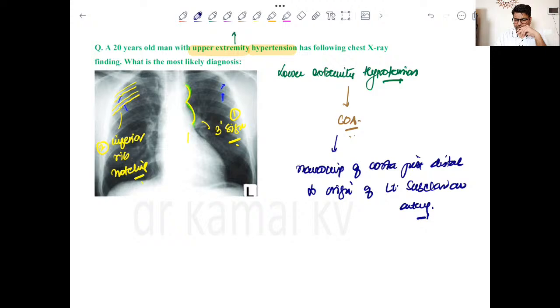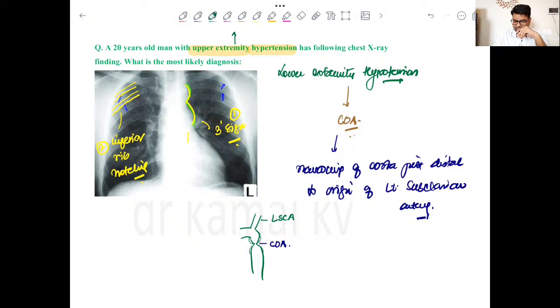So there is narrowing of the aorta. Now what happens because of this narrowing, there is some dilatation. Suppose if you take, this is the left subclavian artery, right? Then this is the aorta. You will have some narrowing like this, okay? So this is the coarctation of aorta. Now because of this narrowing, there will be some dilatation above, and there will be some dilatation below.